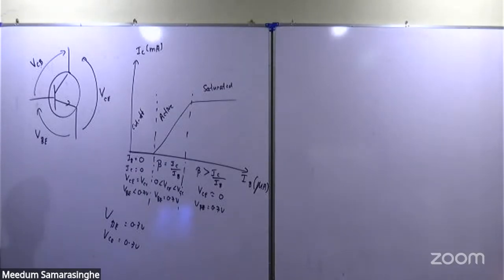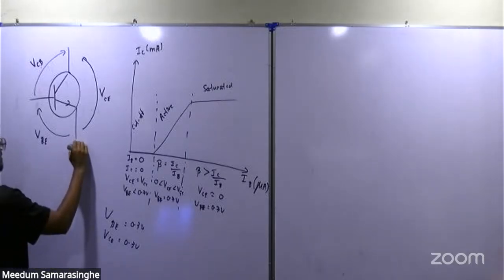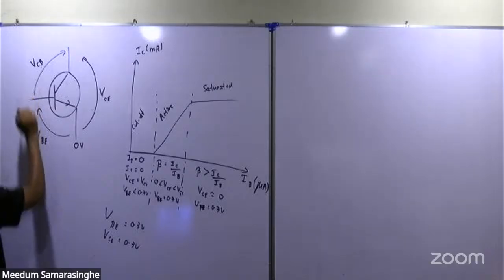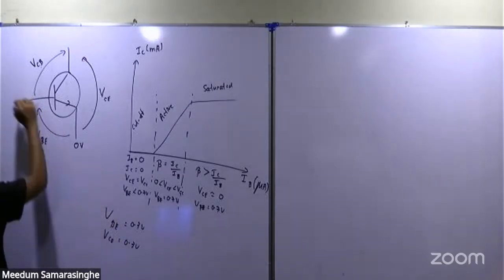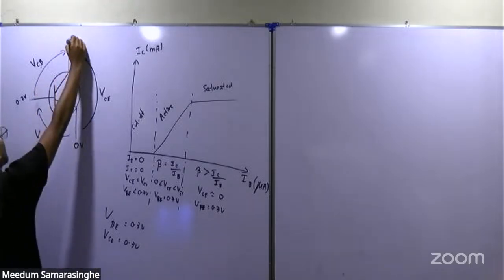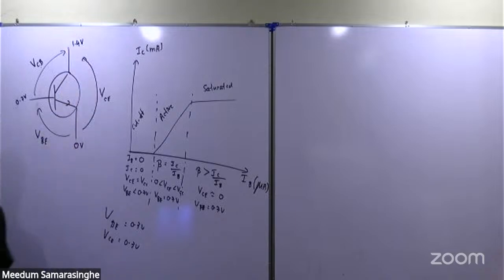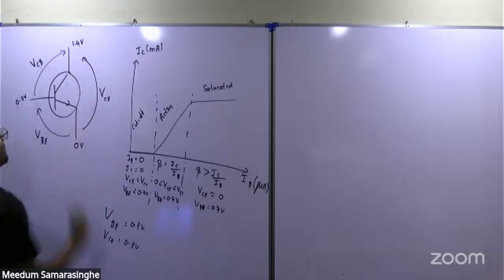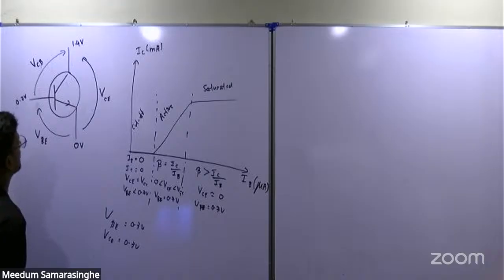Let's say the potential at this point is 0. So the potential at this point is how much? VB is 0.7, so the potential at this point is 0.7 volt. VCB is also 0.7 volt, so the potential at this point is 0.7 volt higher. So the potential at this point is how much? 1.4 volt, right? So what is the potential difference between collector and emitter? That is this potential difference. How much? The potential difference is 1.4 volt, right?